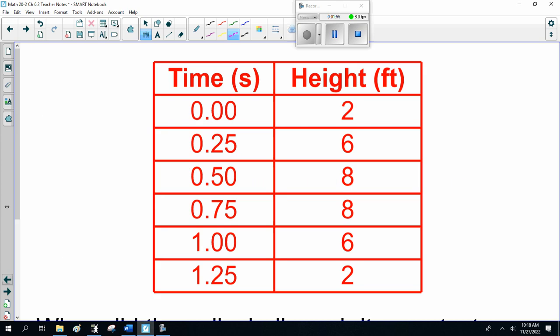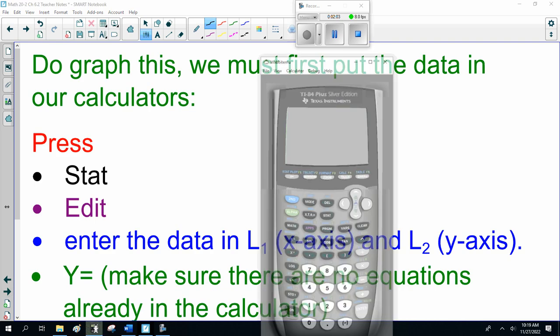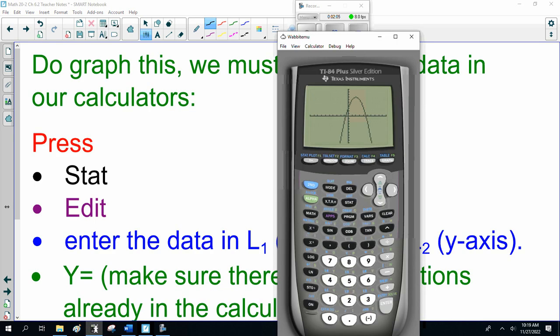For this data back here, this is going to be L1, this is going to be L2. So, as they said, grab your graphing calculator, turn it on, hit Statistics, Edit, and we have some data there already from something else. So clear it: scroll up, hit Clear, and there it goes. Enter the data in L1.